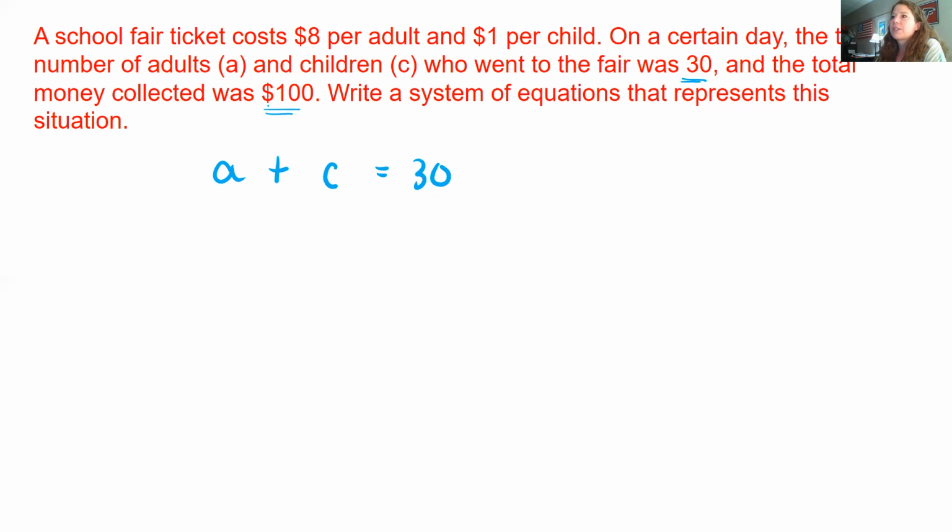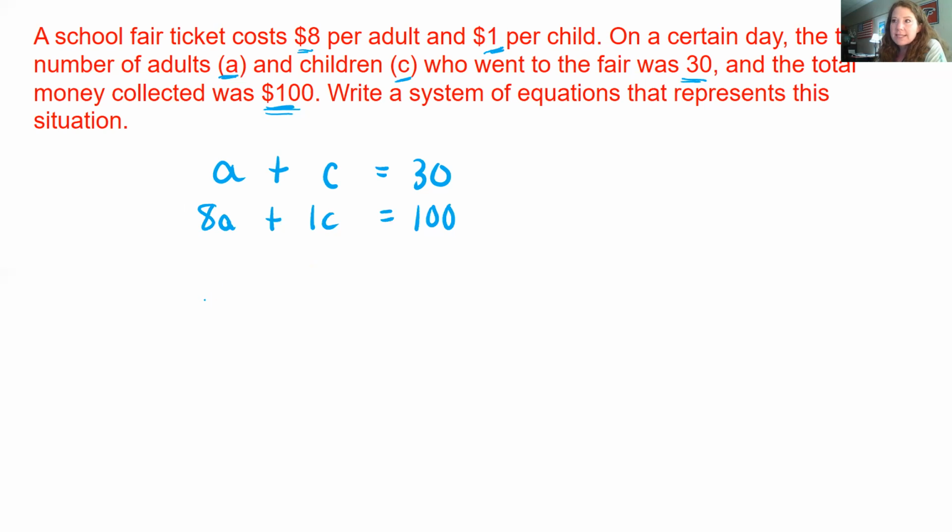Now, the other equation deals with how much money was collected. We had a total of $100. Well, however many adult tickets were sold, they were $8 apiece. So even though right now we don't know how many adult tickets were sold, we know that there was $8 times the number of tickets plus $1 per the number of children's tickets. So 1 times C, I could just write C, or I'm going to write 1C. It doesn't matter. So now I have, this is my system of equations.